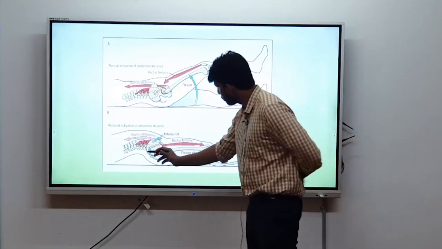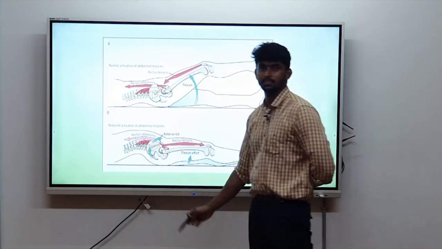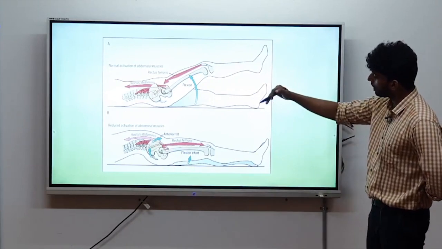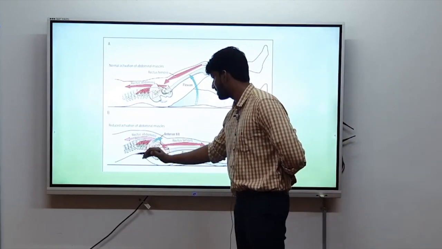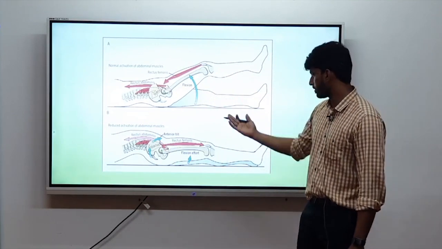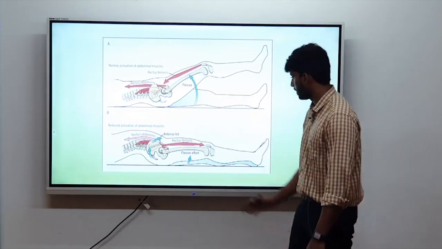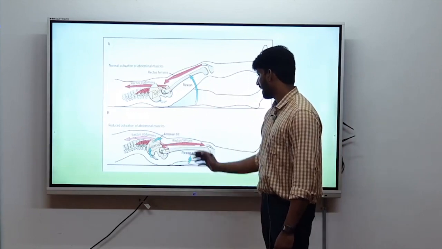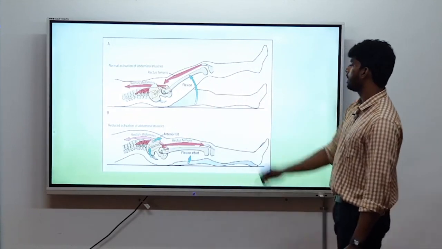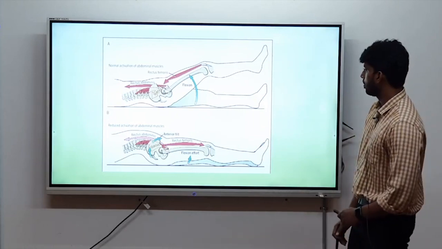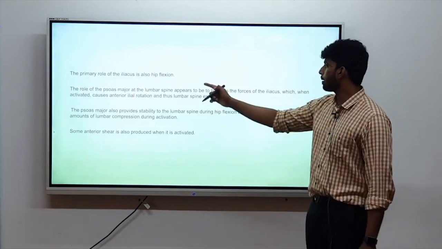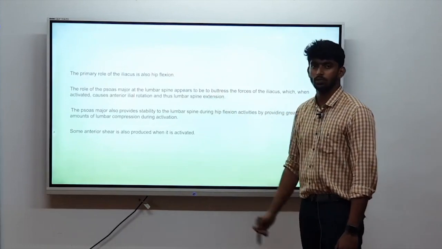So what if the lordotic curve has increased? That's what the figure has shown. If the lordotic curve has increased, there will be reduced activity of the abdominal muscle. That's what I explained in a few slides, two slides before, I guess. The more anterior tilting occurs, instead of the abdominal activation, the rectus femoris activation will be more. The primary role of the iliacus is also hip flexion.